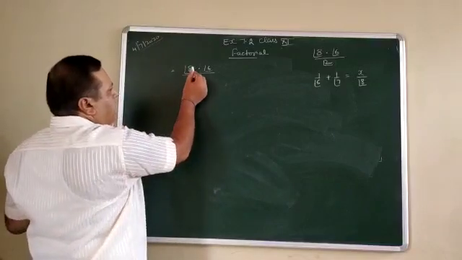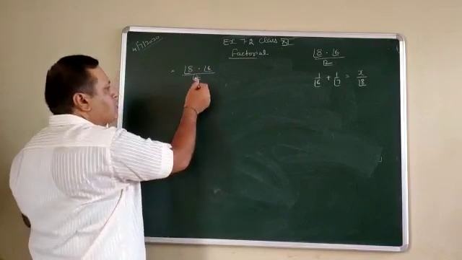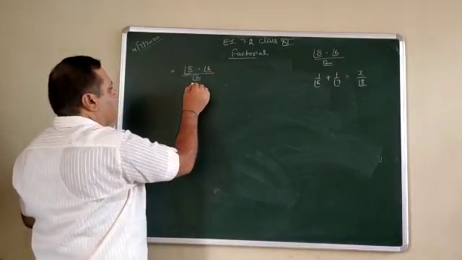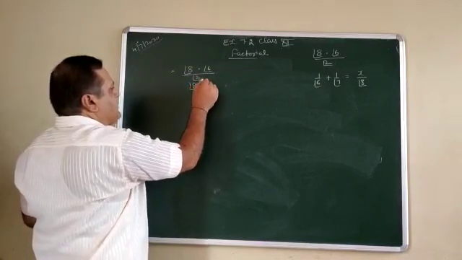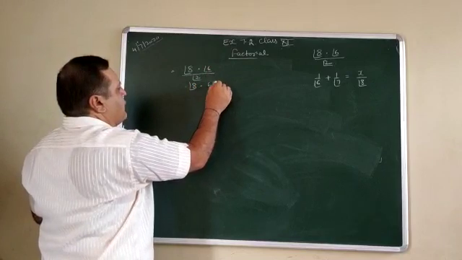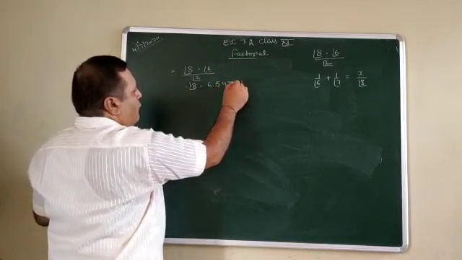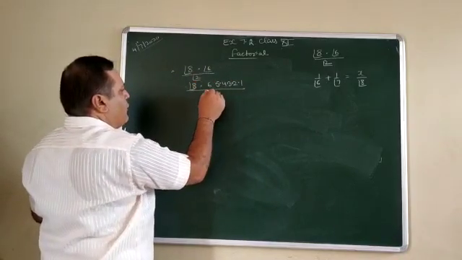If you see, 8 factorial is the larger value, 6 factorial is the smaller value, and this 2 factorial is also a smaller value. So we open the smaller values here. 8 factorial is kept as it is. 6 factorial is 6 into 5 into 4 into 3 into 2 into 1, upon 2 factorial, which is 2 into 1.